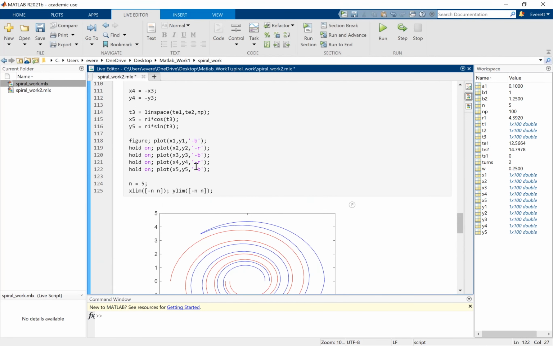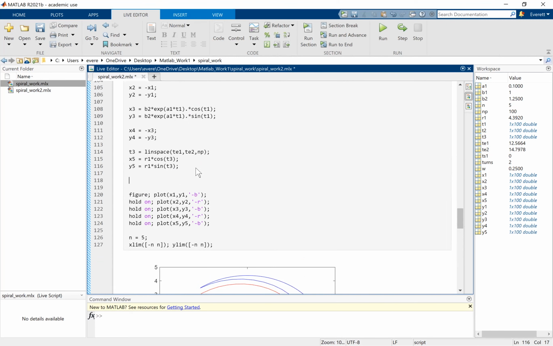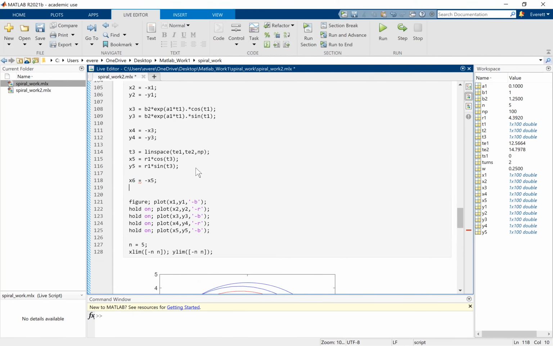All right, so let's just do that for the other side. For the other side, it's just going to be x6 equals negative x5, and then y6 equals negative y5. And then we can just plot that.